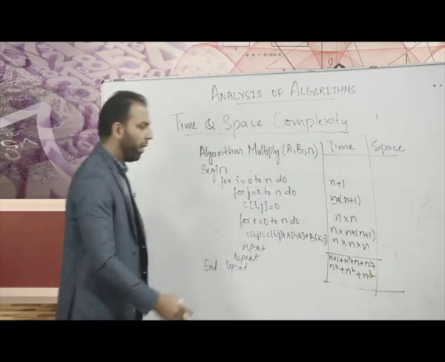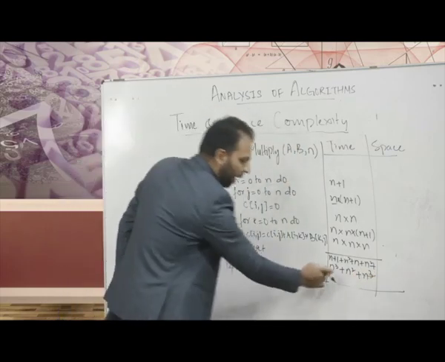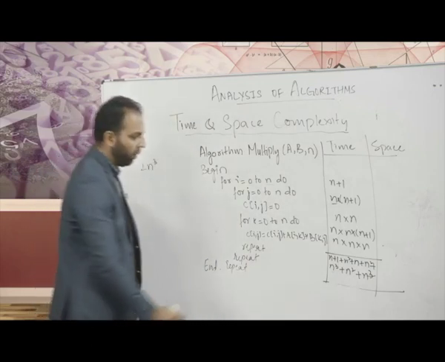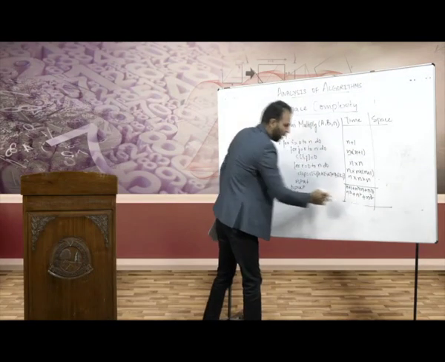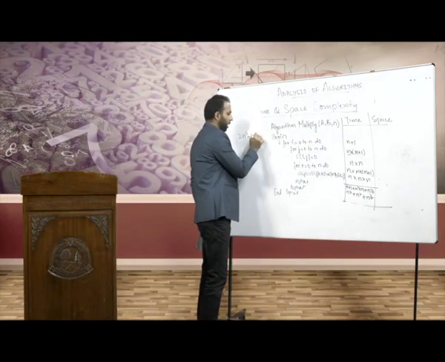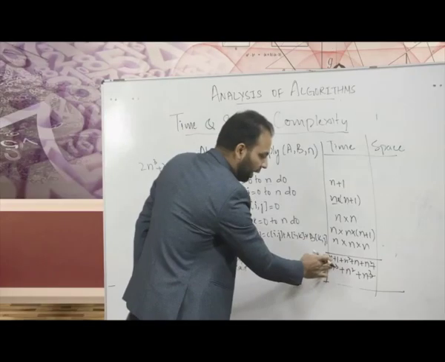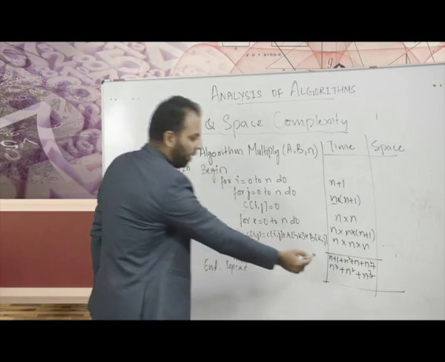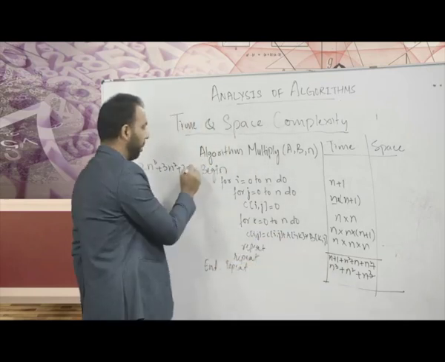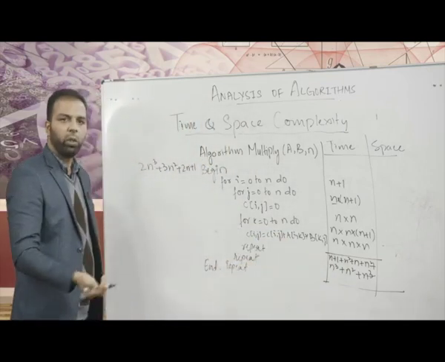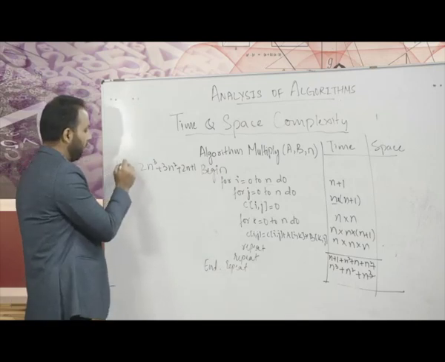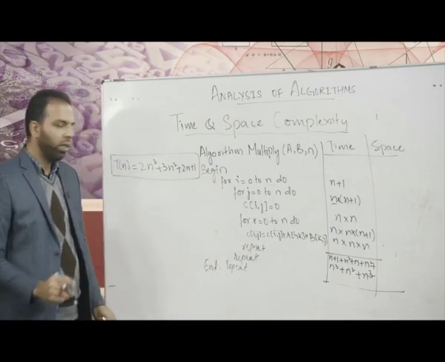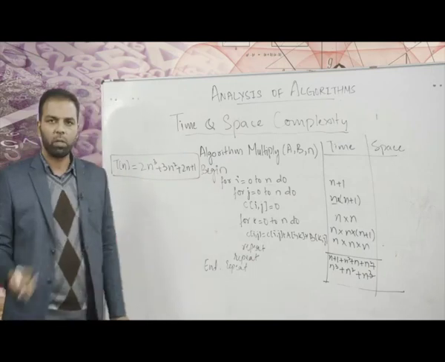If I add these terms up, we have n cube and n cube, so we get 2n cube. We have n square three times, so we have 3n square. And then we have n two times, so we have 2n. And finally we have a constant 1, that will be plus 1. So the running time complexity of your algorithm will be equal to 2n cube plus 3n square plus 2n plus 1.